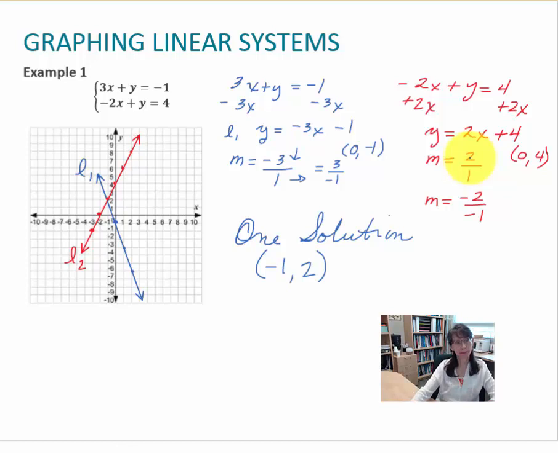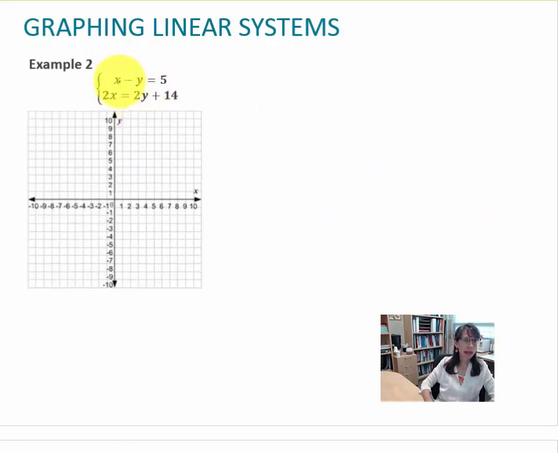Let's try another example. We have 2 more lines in our system. X minus y equals 5 for line 1, and 2x equals 2y plus 14 for line number 2. So we'll start with line 1. X minus y equals 5. We'll start by subtracting x. -y equals -x plus 5.